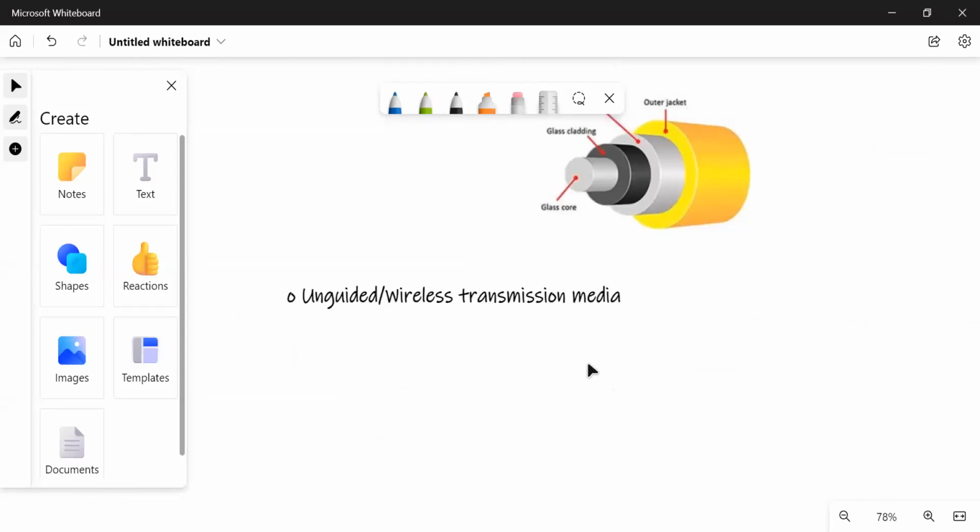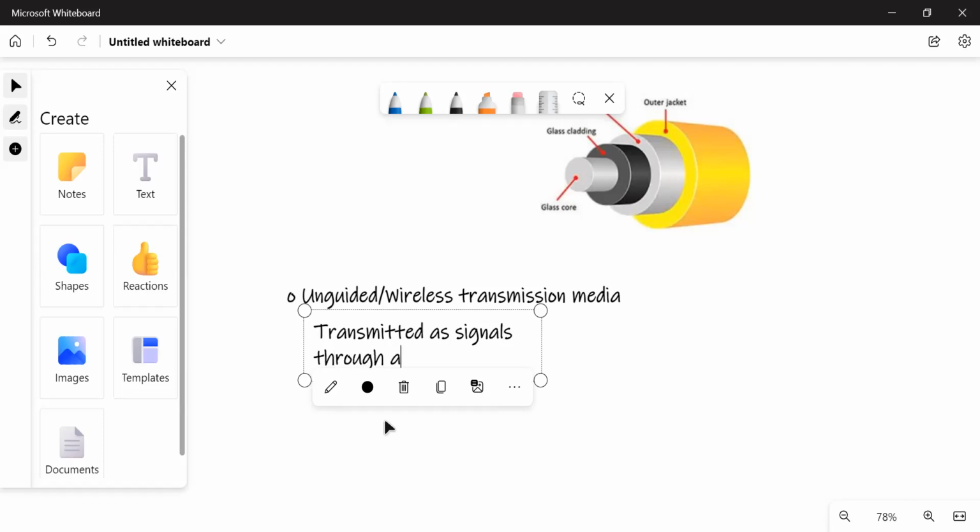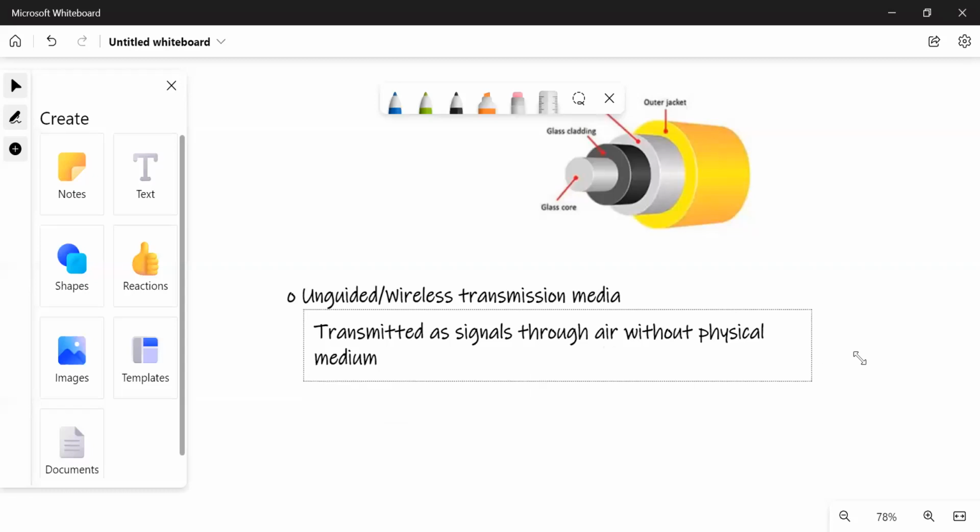Right. So when you say unguided media, we are going to talk about a couple of things. The first one, the transmission happens through signals in air without a physical medium. So we can say it's transmitted as signals through air without a physical medium. That is the first thing we need to discuss. So there's no physical medium involved here.